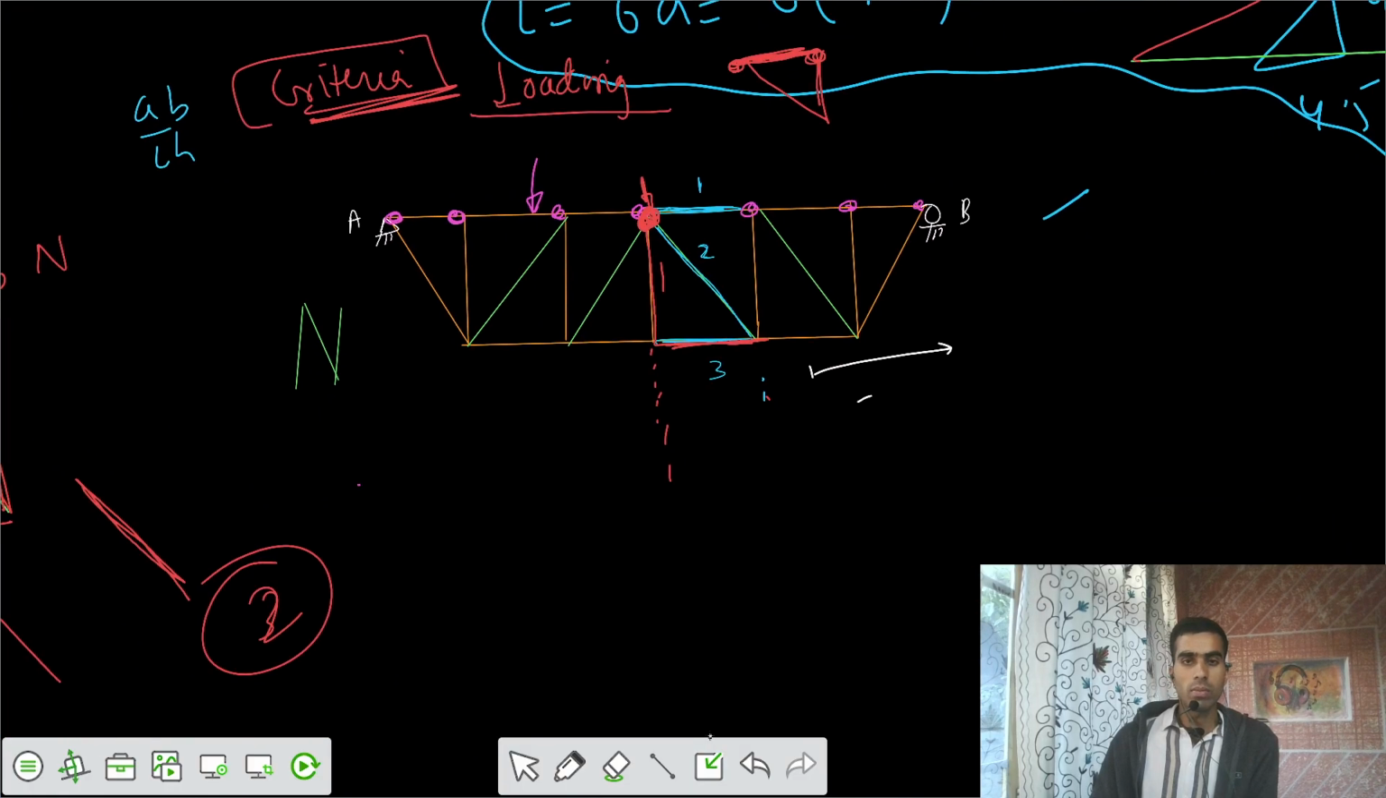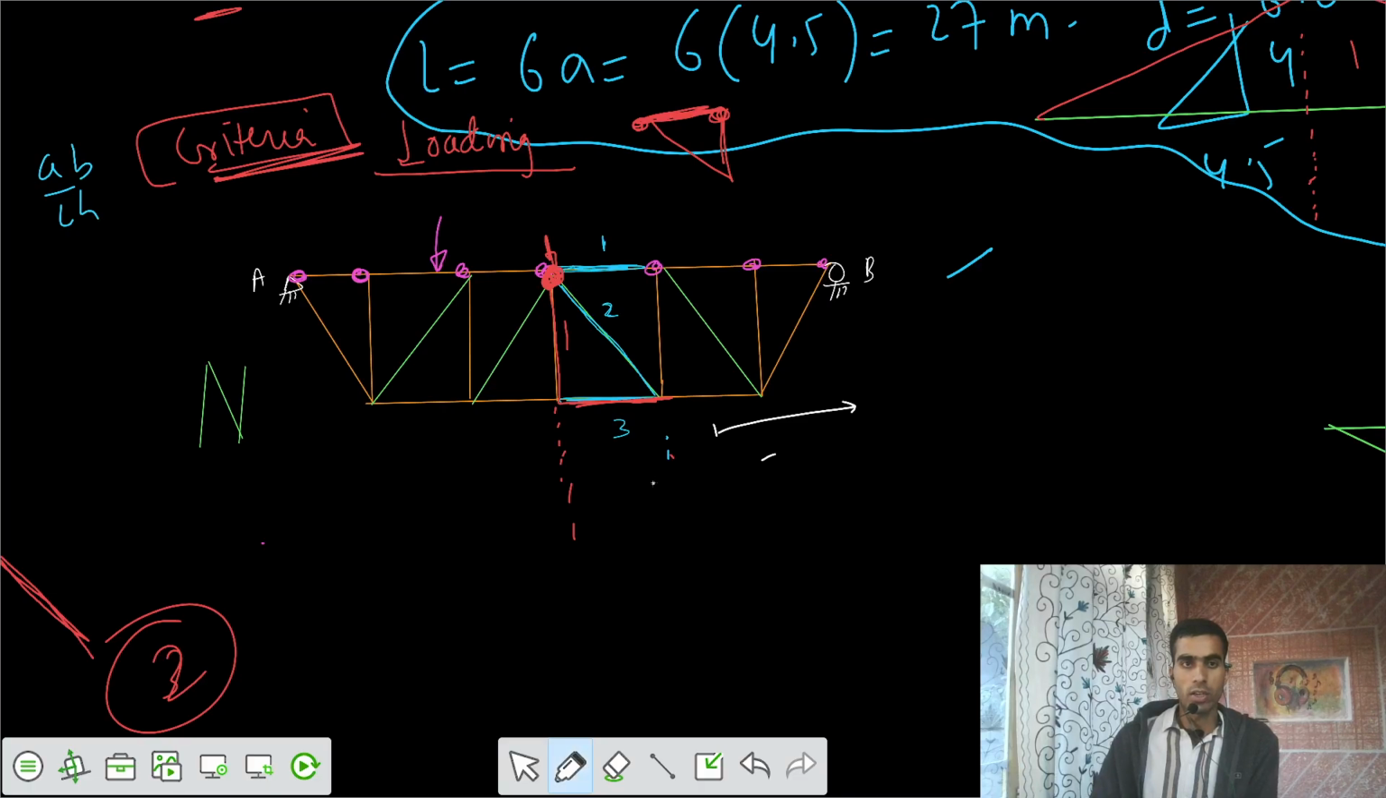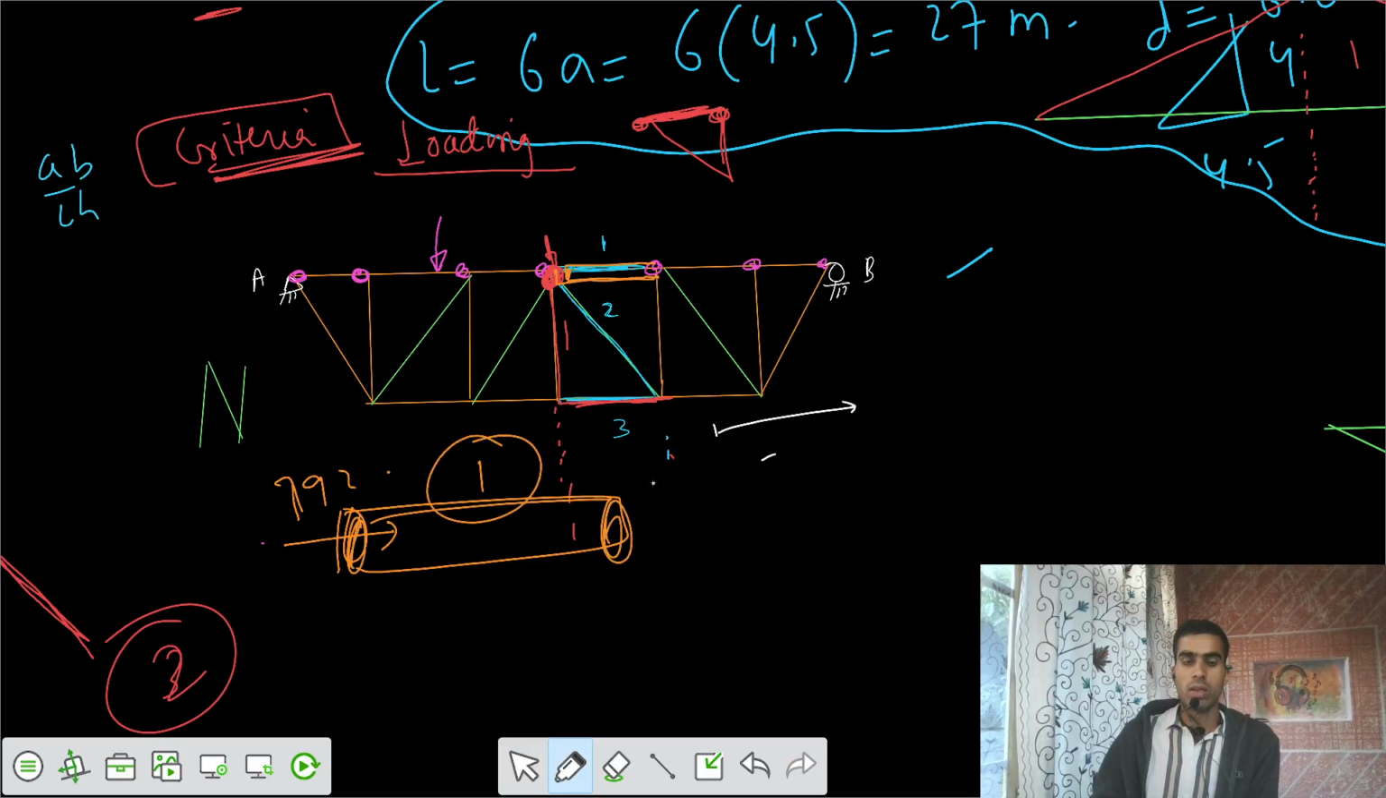That means for this given loading condition, you have to design this member such that in the actual case it would be subjected to that 792 kilonewton load. So you have to design the section by applying a compressive load of 792 kilonewton. So accordingly you have to design the section of this member 1.